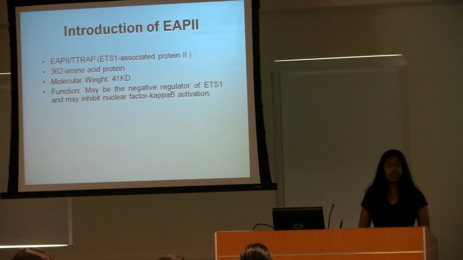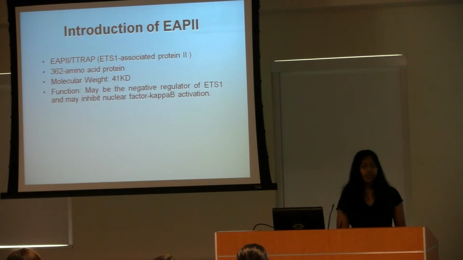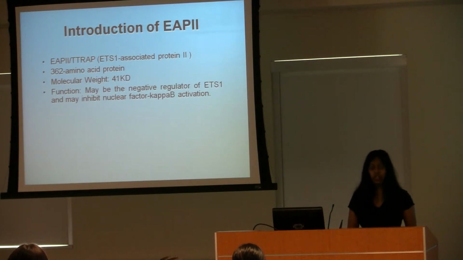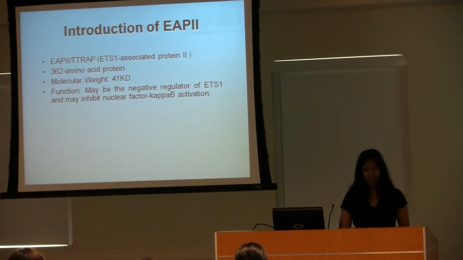An introduction to EAP2. EAP2 is the ETS1 associated protein. It's a 362 amino acid protein, and it has a molecular weight of 41 kilodaltons. We were looking mainly at its functions, and research has shown that it can be a negative regulator of ETS1.